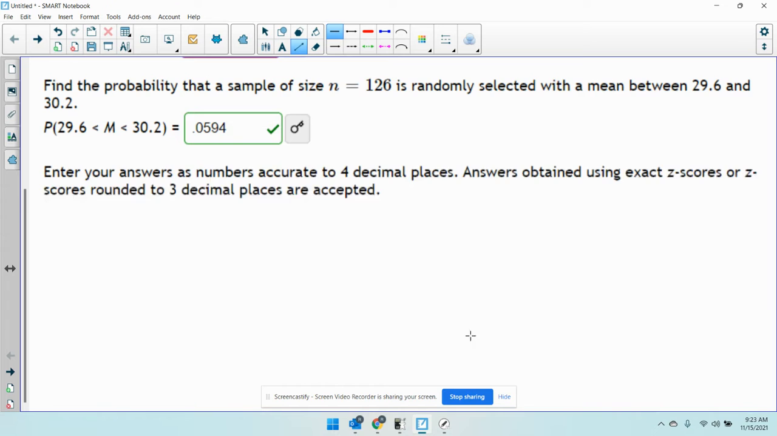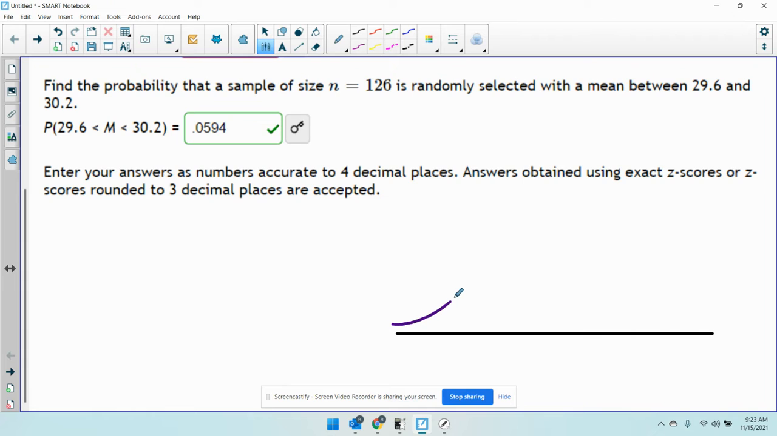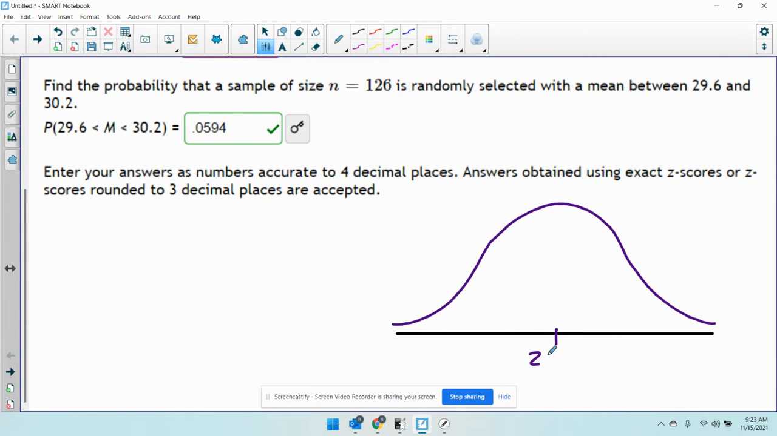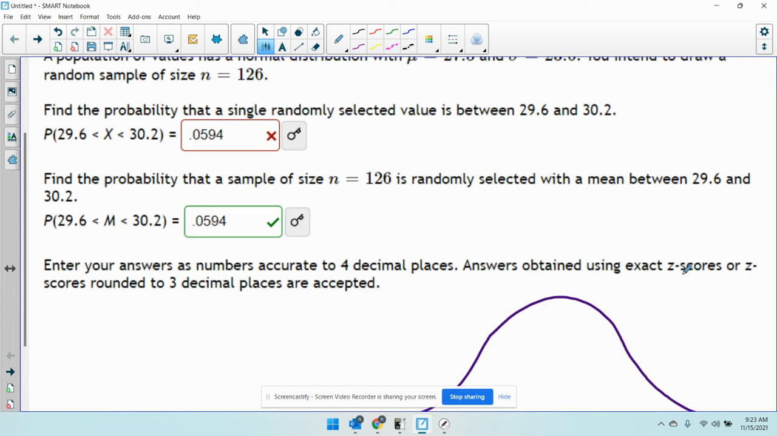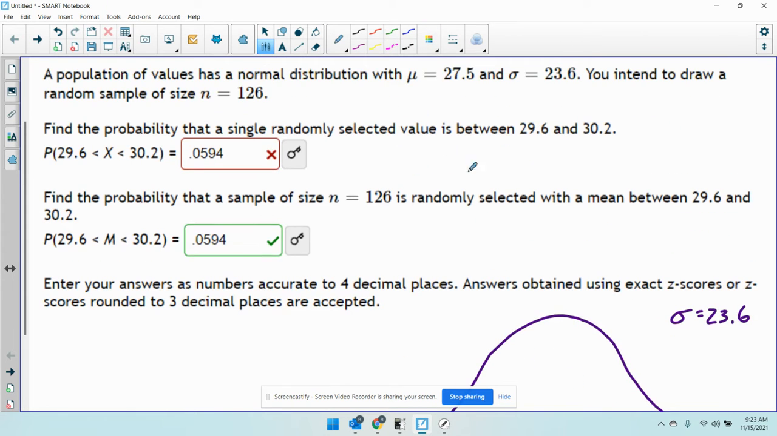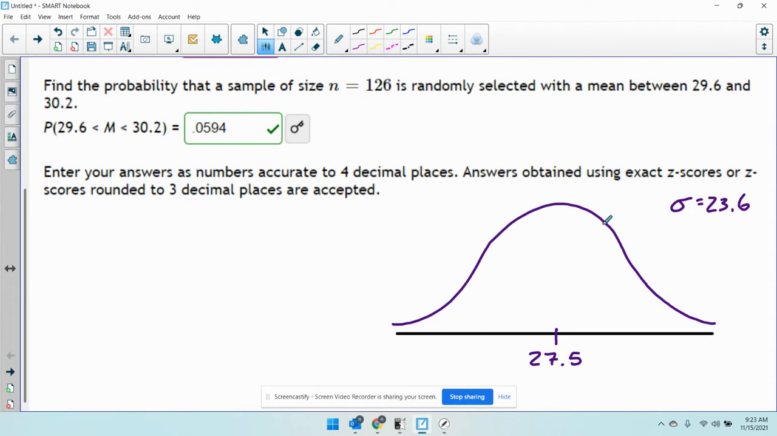So I'm going to start by just drawing a normal curve down here just to help us figure out what we're looking for. 27.5 is right in the middle. 23.6 is our sigma. I'm looking for the probability that something falls between 29.6, which will be somewhere over here, and 30.2. Doesn't have to be exact, but just an idea of what you're looking for. So I'm looking for this area.